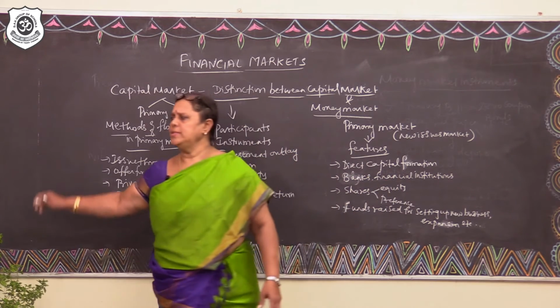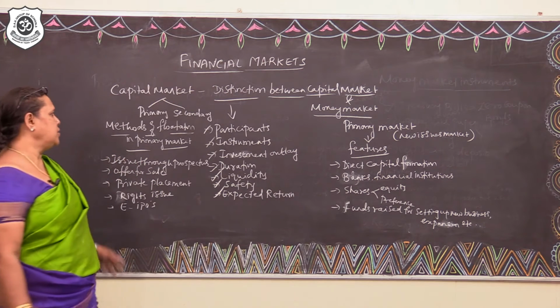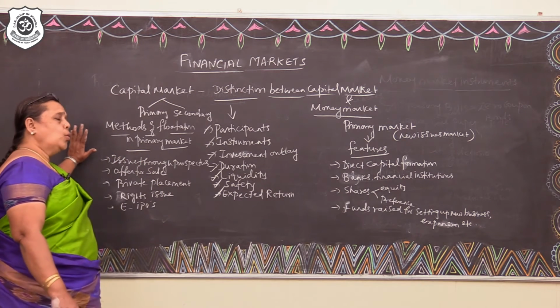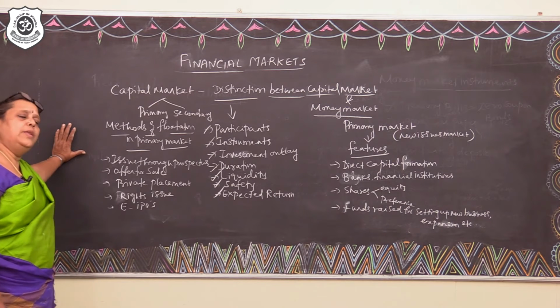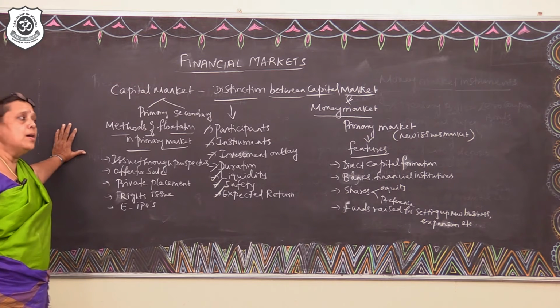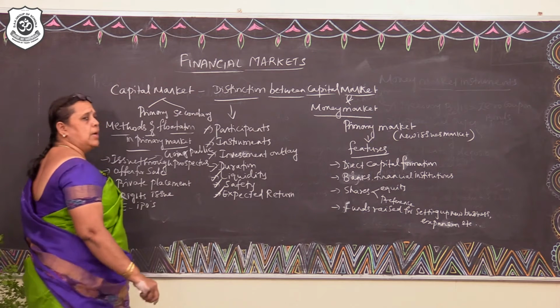Now, what are the ways in which funds can be raised in a primary market? Methods of flotation in a primary market. The most common one is called issue through prospectus. It's a very common one. It has a mass reach. So the companies which want access to a large number of people will go for issue through prospectus. This is called going public.